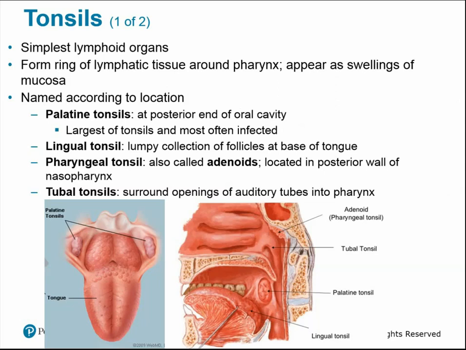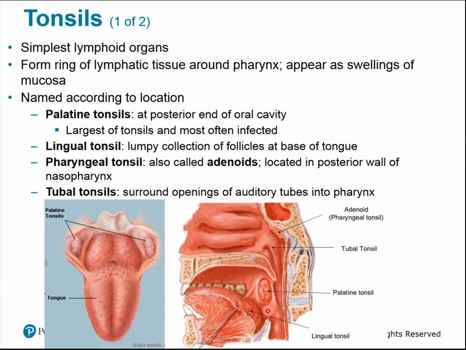Tonsils are the simplest of the lymphoid organs. They're very small, and they just form a basic ring of lymphatic tissue around the pharynx or the throat. There's a few different types, and they're just named for their location. The palatine tonsils are located near the posterior end of the oral cavity, near the palate. These are the largest tonsils and the ones that are typically removed in childhood.